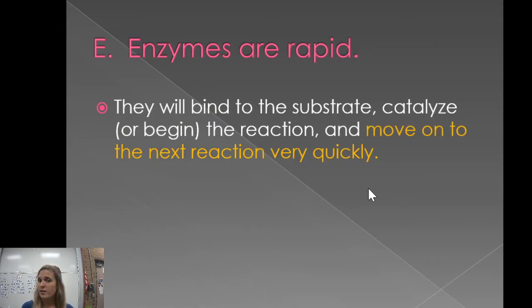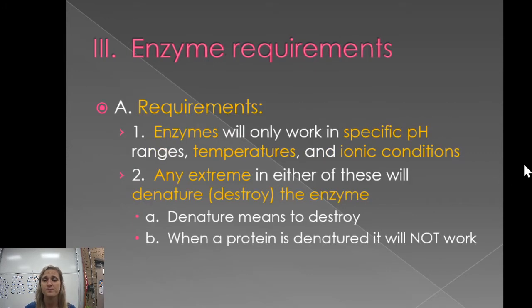Enzymes are rapid, okay? They bind to the substrate, catalyze or start the reaction, and then they move to the next reaction. Again, this is a fast process. It's the reason that we have it, so that you can make those reactions go faster. If we didn't have enzymes to do these biological reactions in our bodies, it would take way too long to get all of the functions done that our bodies need on a daily basis. So they start the reaction, they catalyze it, lower that activation energy, and then release and move on, and so they can do that rapidly.